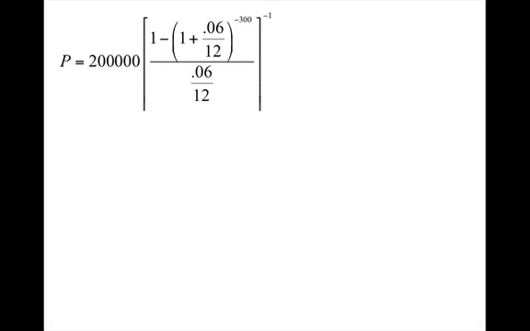So let's look at this in our calculator. When we type this into our calculator, we're going to follow order of operations. We're going to begin with the parentheses in the numerator, 1 plus 0.06 divided by 12. Then we're going to do the exponent next, raising that to the negative 300th power. Then we're going to subtract that from 1. Next, we're going to divide by 0.06 divided by 12. And then, since that bracket has a -1 exponent, we're going to raise that to the -1 power, or use the reciprocal button on the calculator, and then multiply by the $200,000.